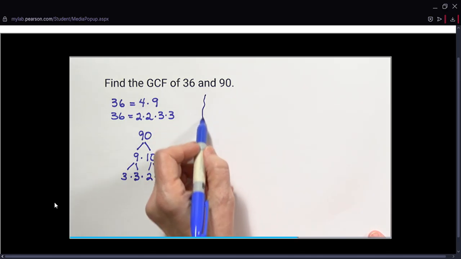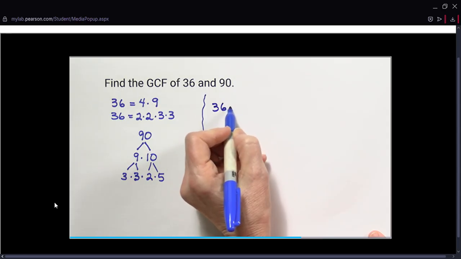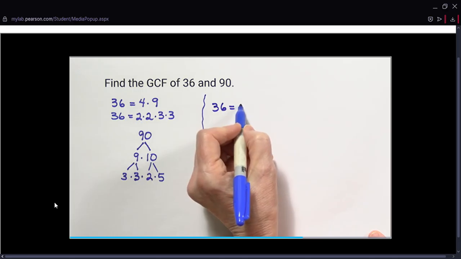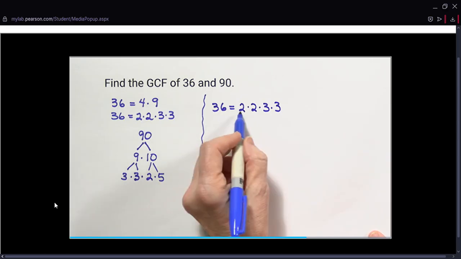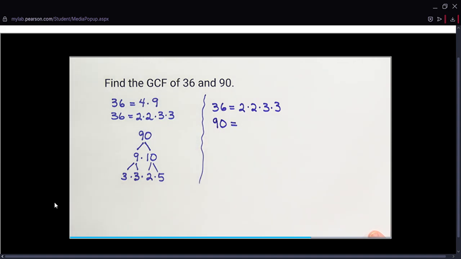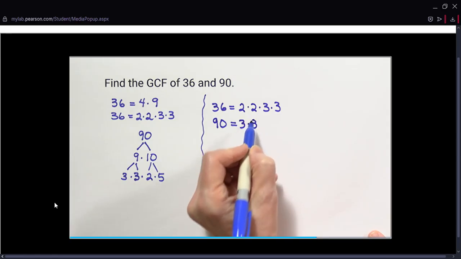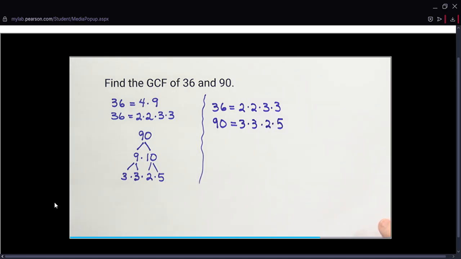All right, so let's go off to the side. I know 36 as a product of prime numbers is 2 times 2 times 3 times 3. These just happen to be in order. I wrote them in numerical order, but you do not need to in order to come out with the correct greatest common factor. 90 is, as a matter of fact, let me just write these in any order. 3 times 3 times 2 times 5. Okay, so I've accomplished step 1. I've written each number as a product of prime numbers.